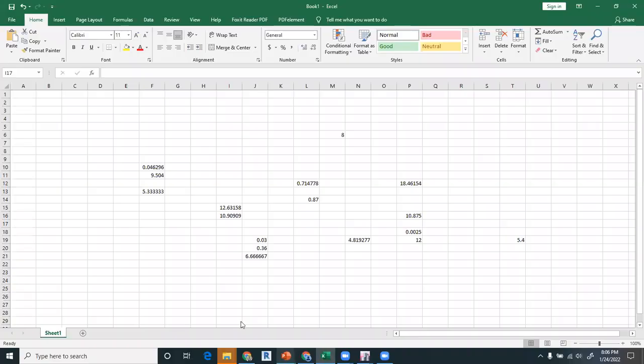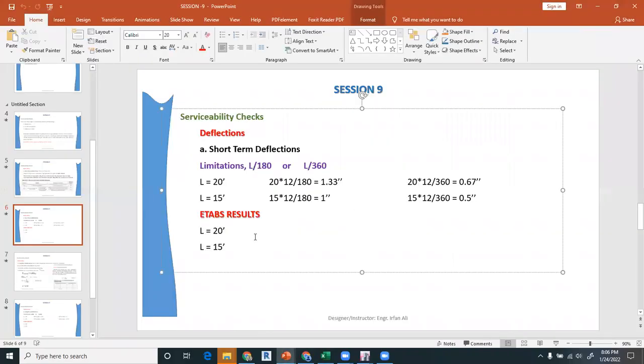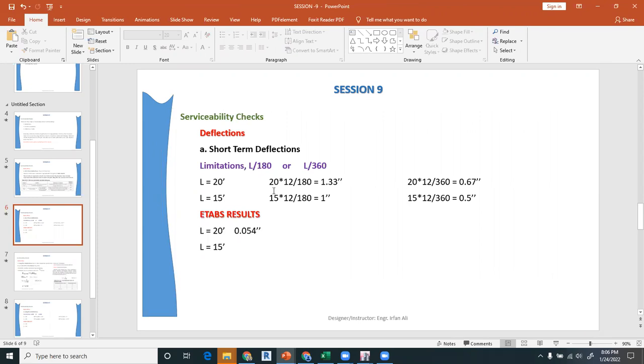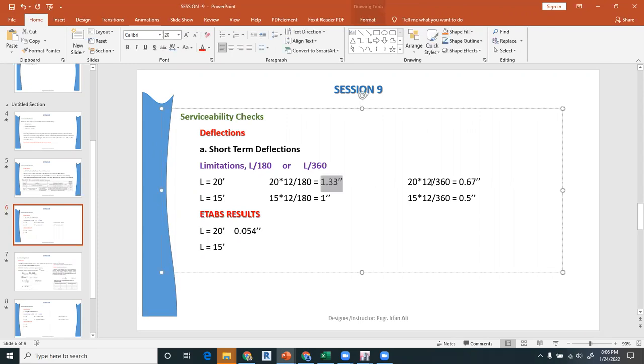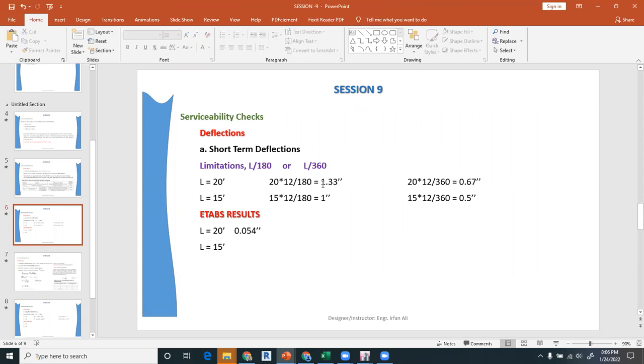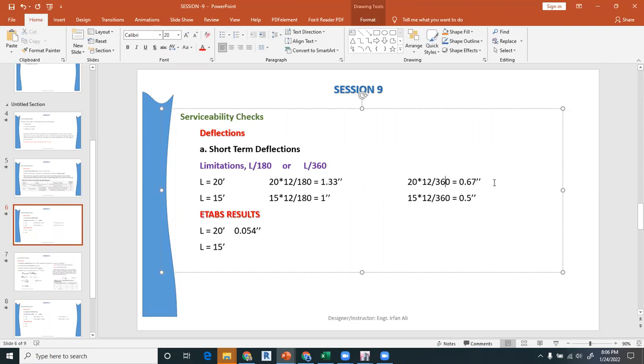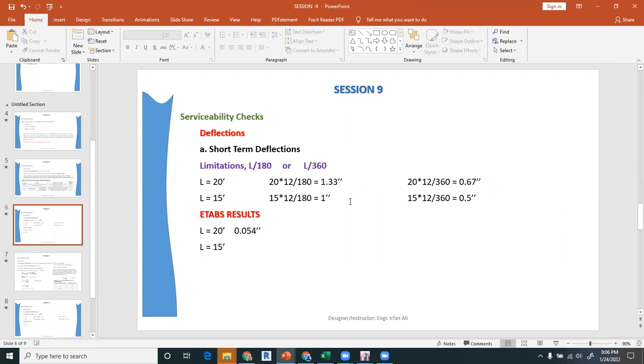So the ETABS result is 0.054 inches. If you compare it with the allowable limits, which are 1.33 inches and 0.67 inches, it is way less than the allowable limits. So the non-structure elements attached to this beam or slab will not be damaged during its lifetime, right? So this is for the length 20 feet beam or slab, both are the same, right?